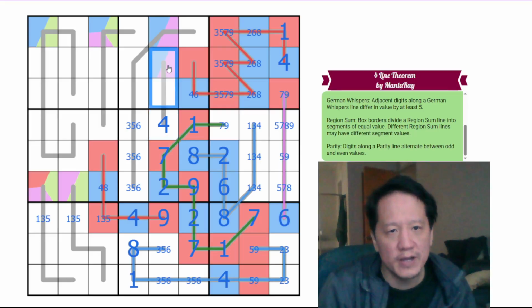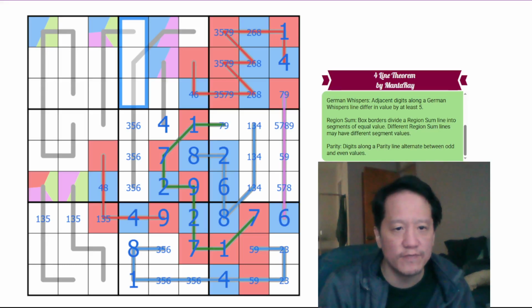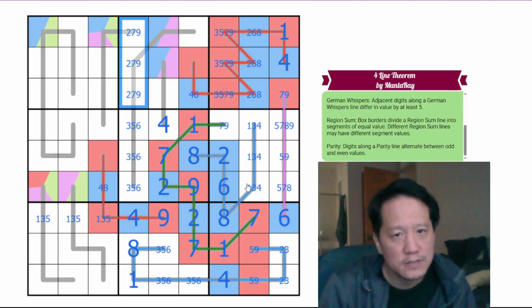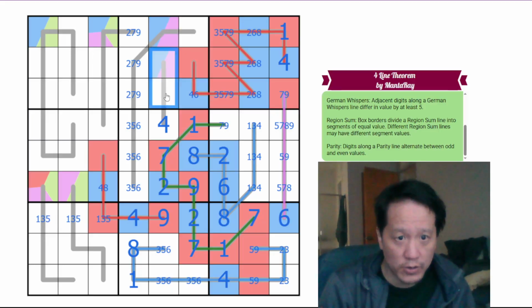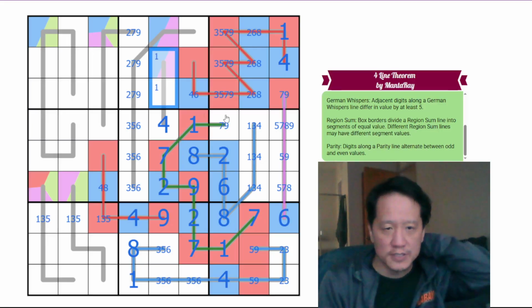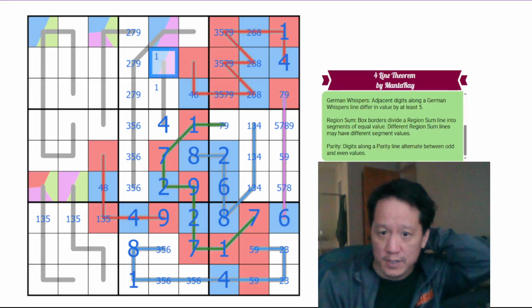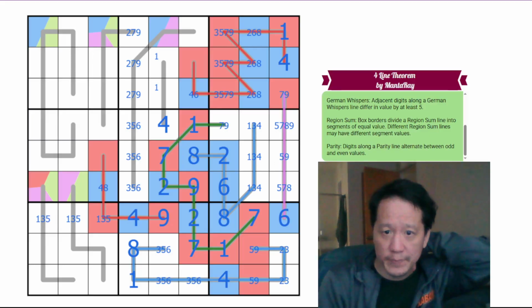It's either on a Renban or it's a Whisper 5 line. Remaining digits of column 4. We have 2, 7, and 9. And this cannot be 1 here. This can't be 1 here. We are guaranteed a 1 here. And so this cannot be a Renban. It has to be a region sum line. So this must be region sum here, and this must be Renban here. Not parity. Renban.